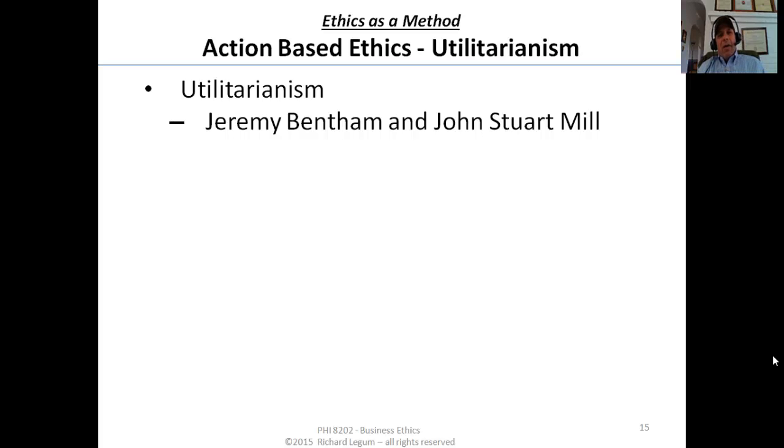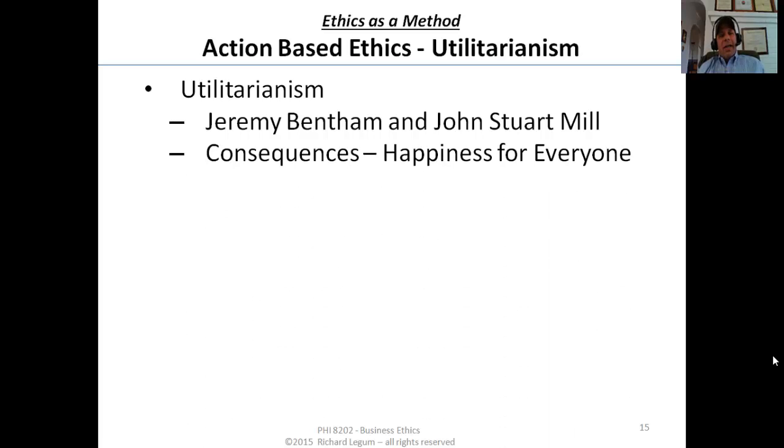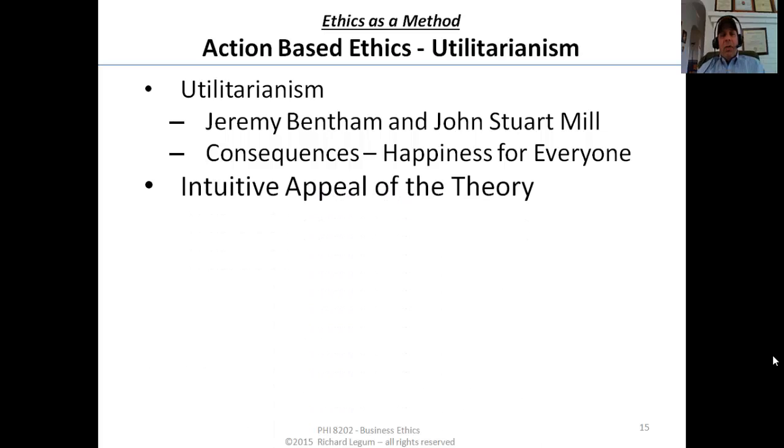And the essence of this form of ethical theory and the underlying idea is that what makes an action right or wrong, or what justifies a moral principle, is that it brings about happiness for everyone. In fact, sometimes they say, it's the greatest happiness principle. That's the principle that all of utilitarianism is based on. Now, the truth of the matter is this theory has a tremendous amount of intuitive appeal.